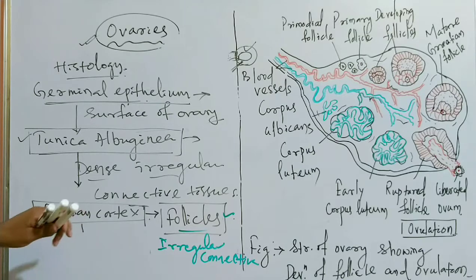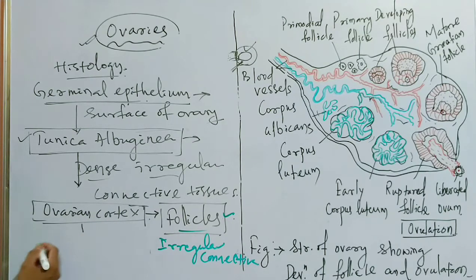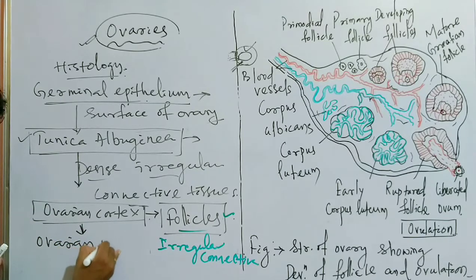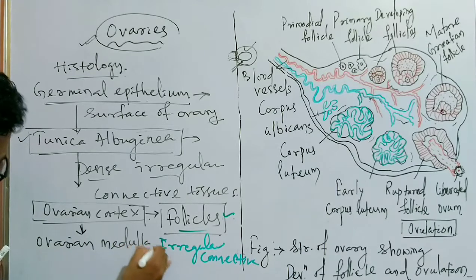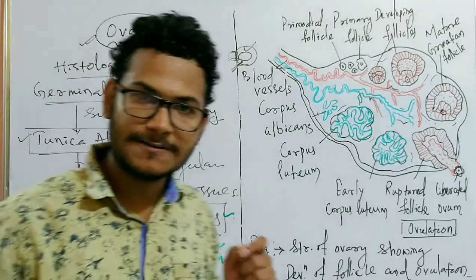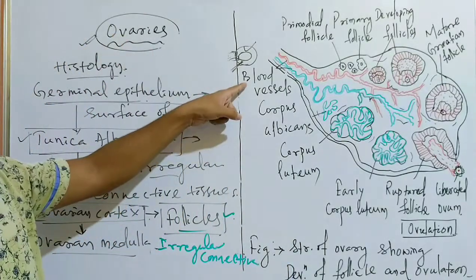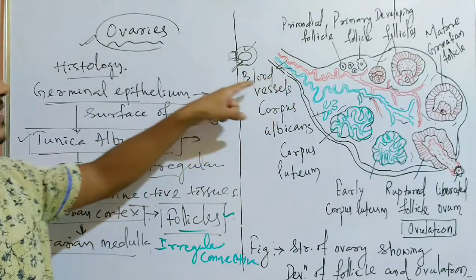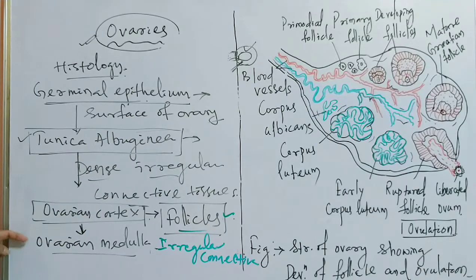After the ovarian cortex, if we go deeper, there is the ovarian medulla. So here, if we enter deeper, we will see the ovarian medulla. Okay, so these are the different layers of the ovary. And in the ovarian medulla region, remember the blood vessels. Here you can see the artery and vein, the blood vessels are there.